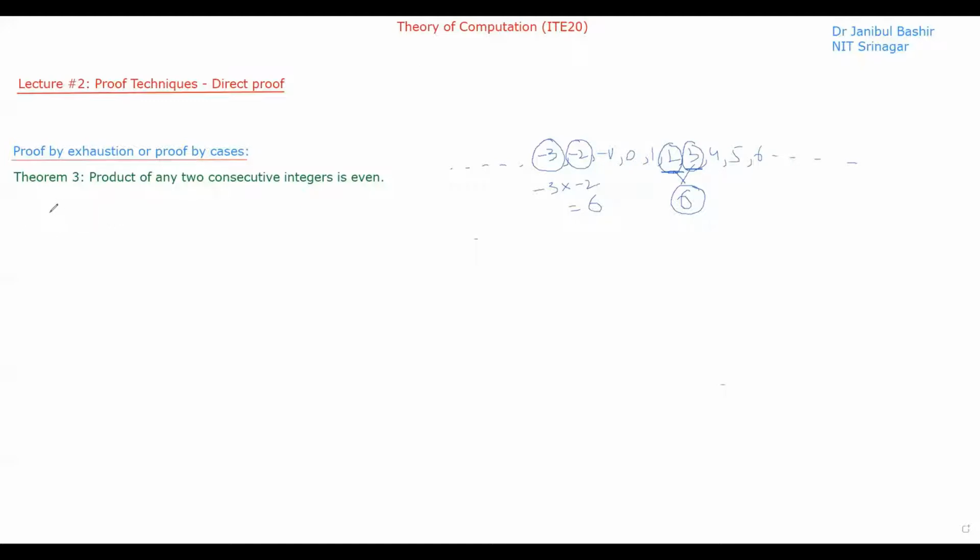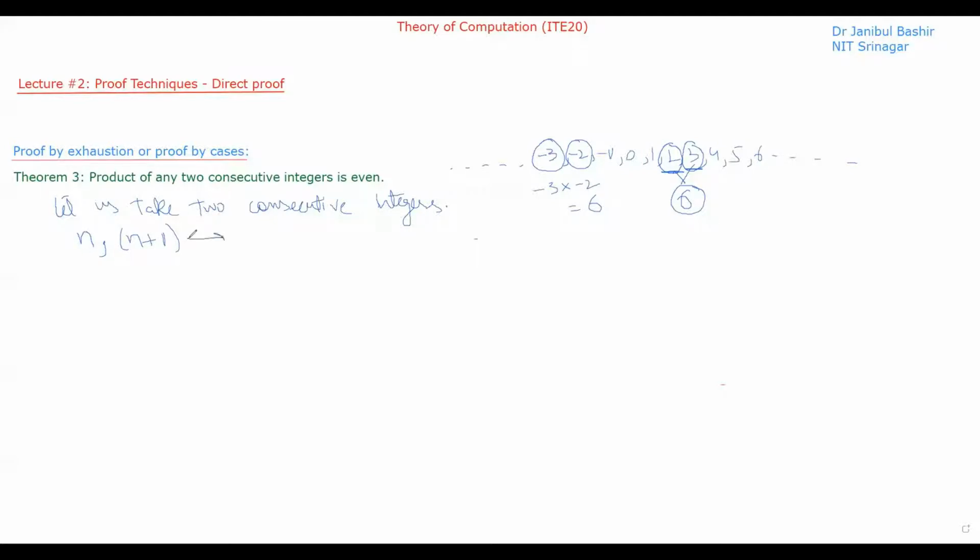So first of all, we have to take two integers. So let's take two consecutive integers. Okay, so if the first integer is n, what will be the second integer? The second integer will be n plus 1. We know that. So if the first integer is n, then the second integer is n plus 1.